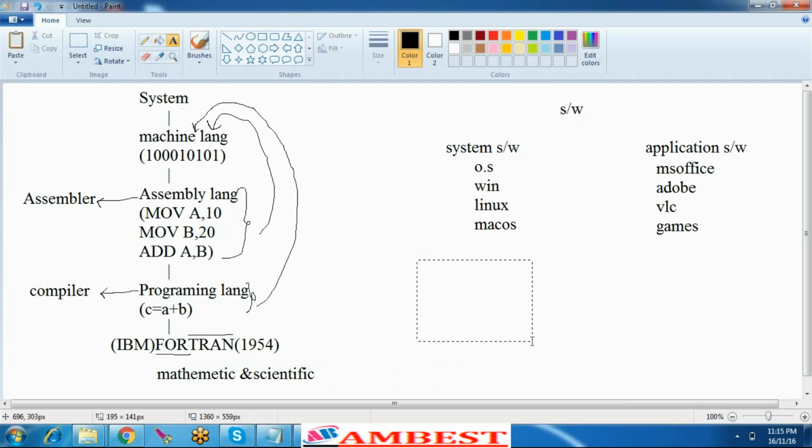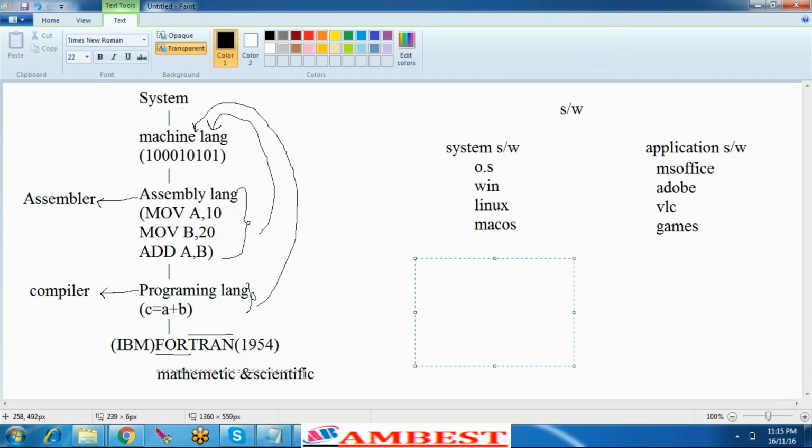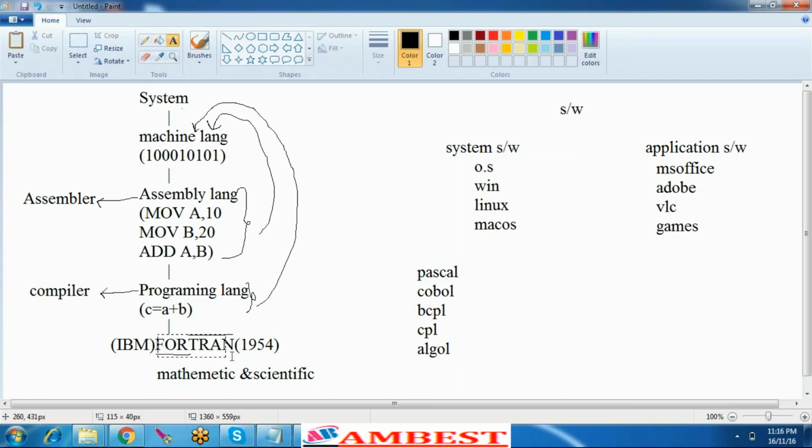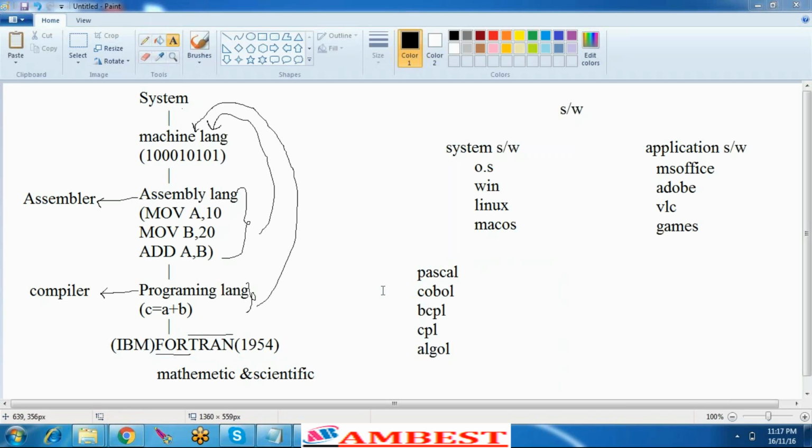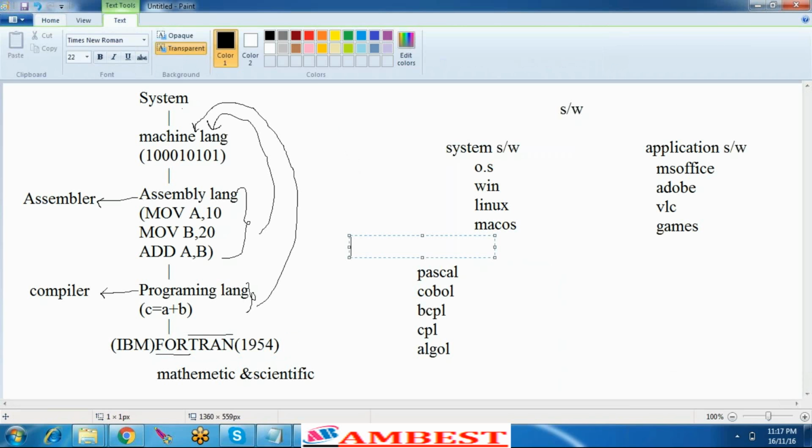Suppose if I want to develop any other application, I can't develop it by using Fortran. So again we need other languages like Pascal, COBOL, BCPL, CPL, ALGOL. So what are these? All programming languages. Why we needed all these programming languages means each programming language was limited to a few applications. So which is better? A programming language that develops one application, or a programming language which develops all the applications? If we use one programming language to develop all the applications, then it is better. For that reason, they introduced a language known as C language at this moment.